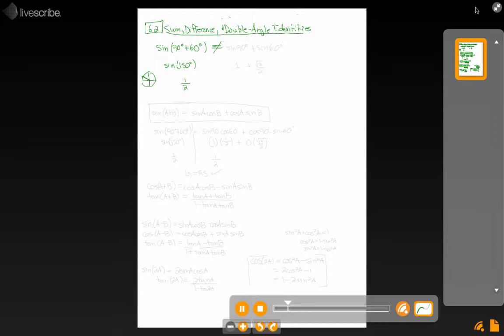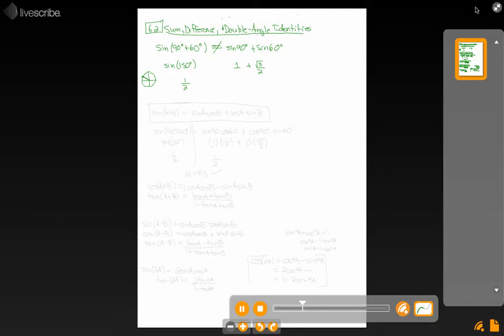Now, one common mistake that students make is they think that sine of 90 plus 60 should be the same thing as sine of 90 plus sine of 60. If you try those two separately, sine of 90 equals 1, sine of 60 is root 3 over 2. And if you add those together, they definitely don't equal a half. So you find that these are actually not equal to each other. Not exactly a proof or verification. In fact, we found something that wasn't true.